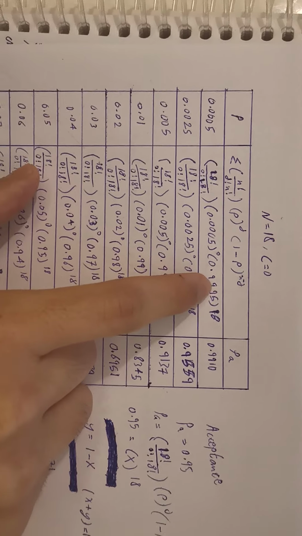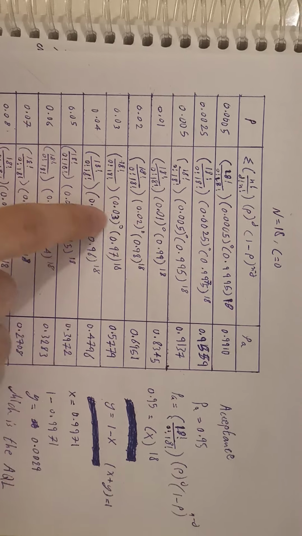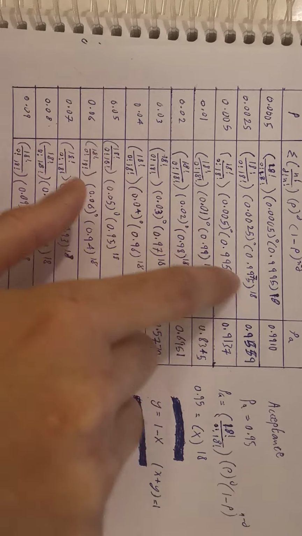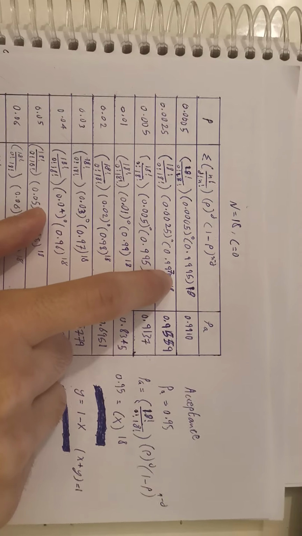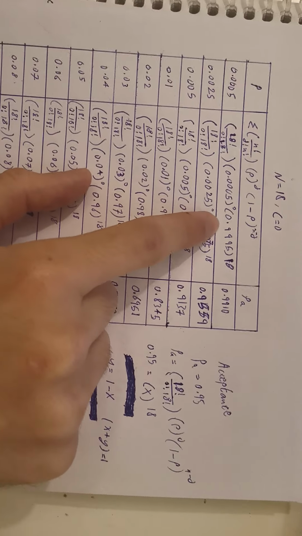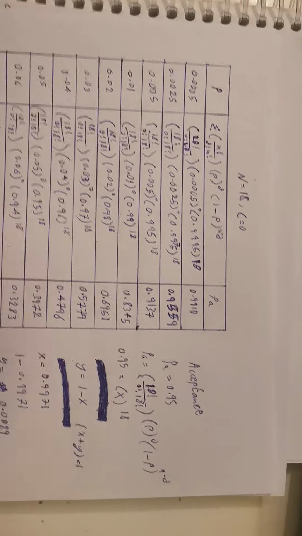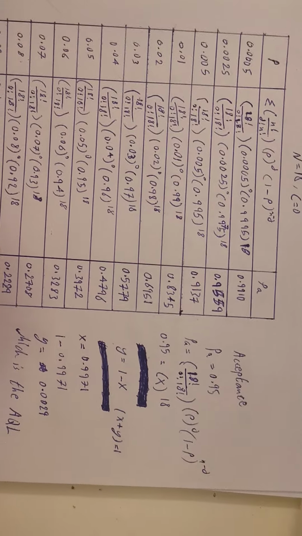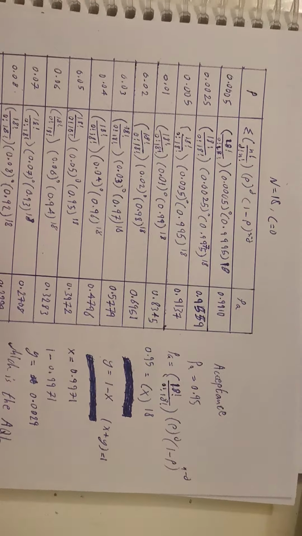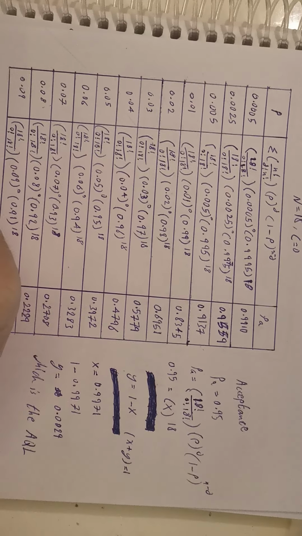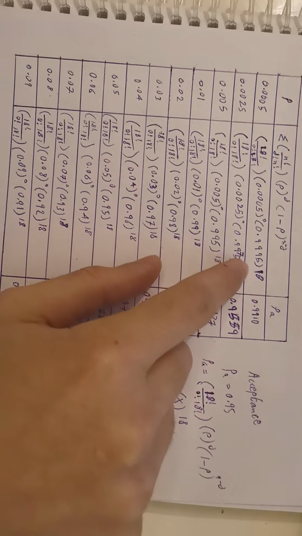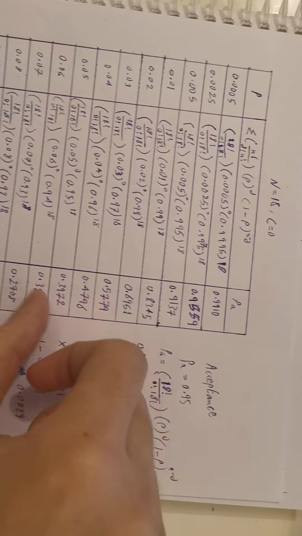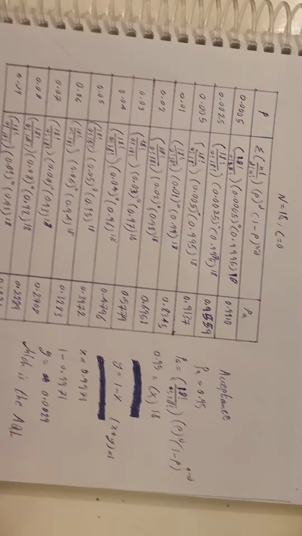So what that means is that we don't even need to calculate these parts. All we have to do is calculate this part only, which is, in this case, 0.9995 to the power of 18, which is this, not 0.9910. And we will do the same for each and every single p-value.